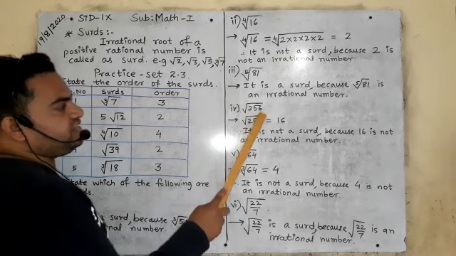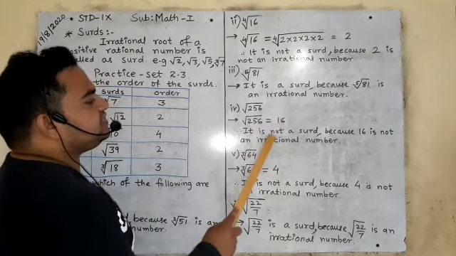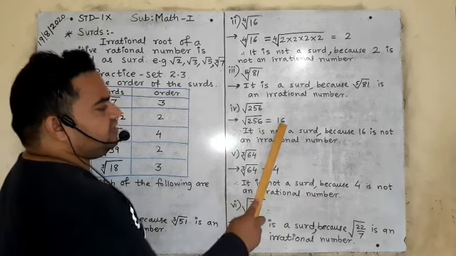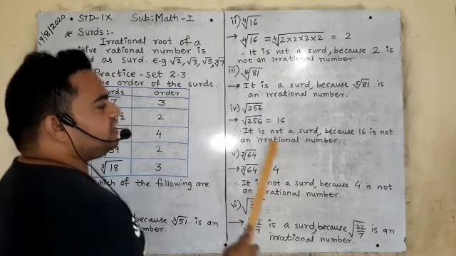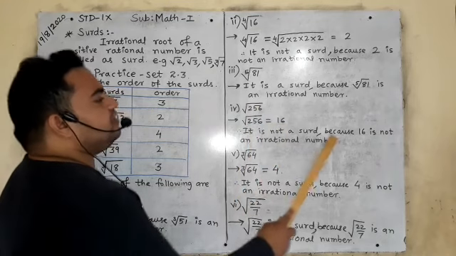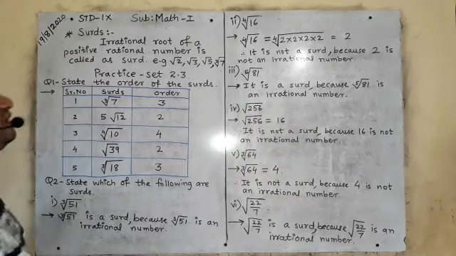Square root of 256, yes, 16 is the square root of 256. So it is not a surd, because square root of 256 is equal to 16. 256 is a perfect square of 16. Therefore, the value of square root 256 is 16, because 16 is not an irrational number. So it is also not a surd.